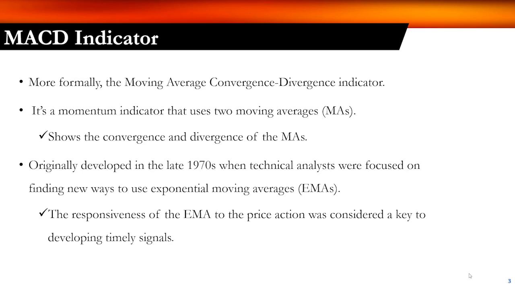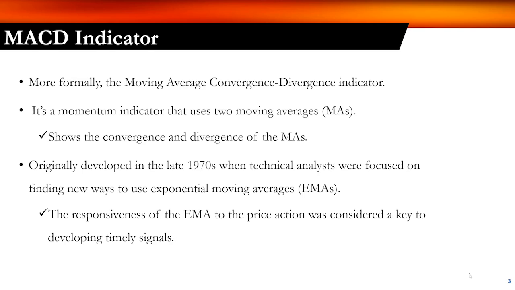It's formally named the Moving Average Convergence Divergence Indicator. And it's basically the differences between two moving averages, and the interpretation of the indicator involves looking at whether the moving averages are converging towards one another or diverging away from one another.